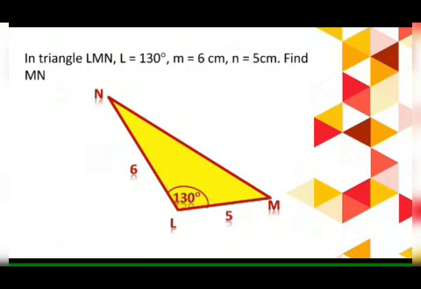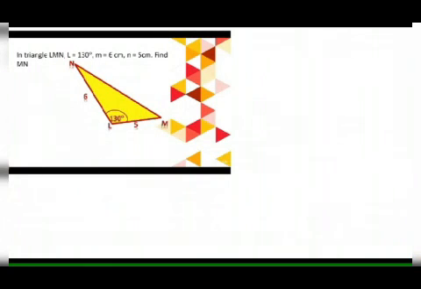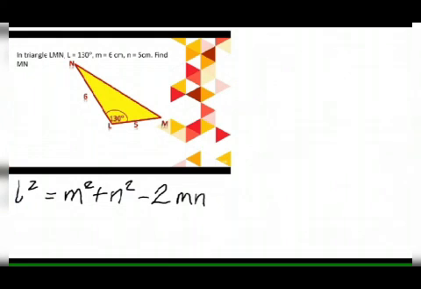For example, in triangle LMN, L is 130 degrees, M is 6 centimeters, and N is 5 centimeters. Now we are required to find MN. Our general cosine formula is a squared is equal to b squared plus c squared minus 2bc cos A. We now have to customize it for this particular question, and that way it becomes L squared is equal to m squared plus n squared minus 2mn cos L.